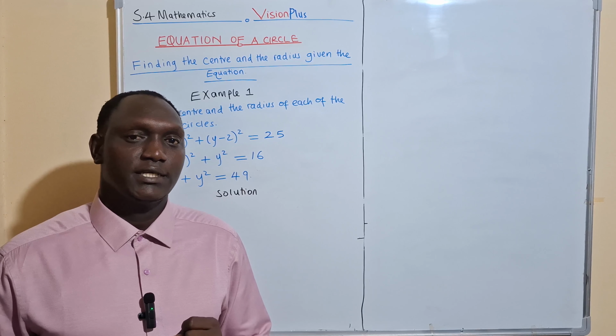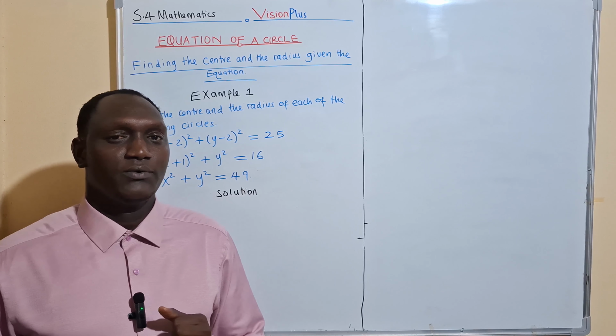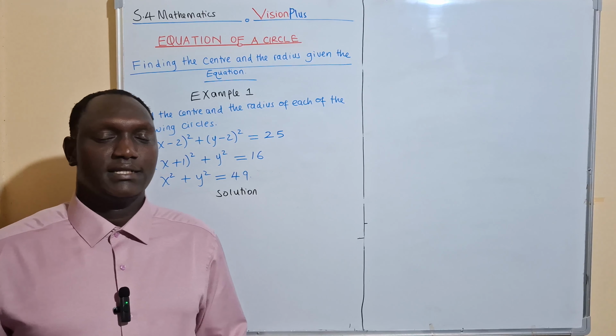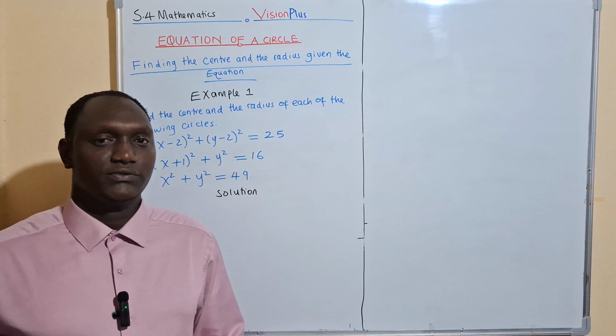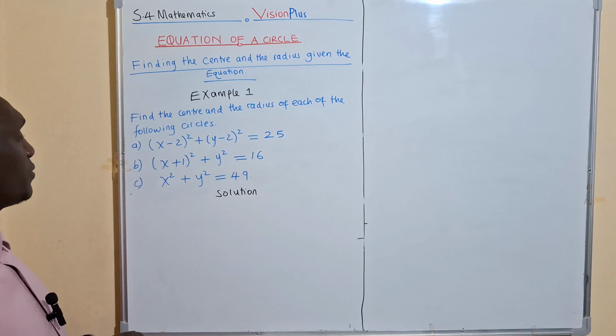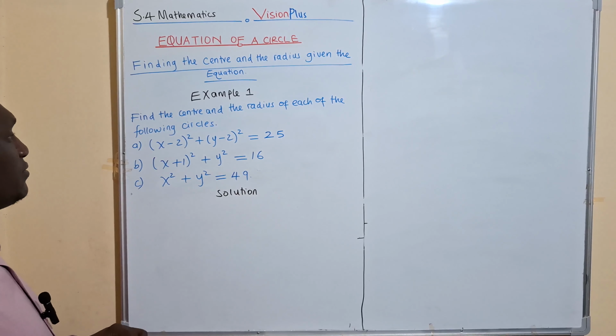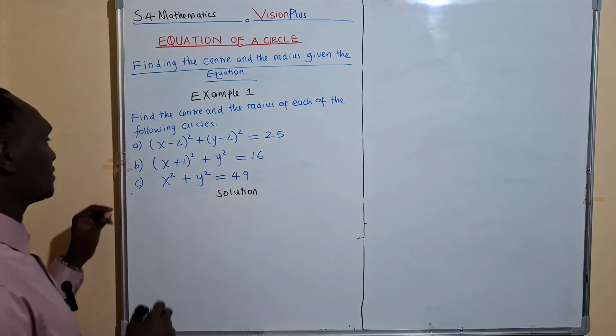We are looking at the equation of a circle, and now we want to see how we can find the center and the radius when we are given the equation of the circle. And that is what example 1 says: find the center and the radius of each of the following circles.